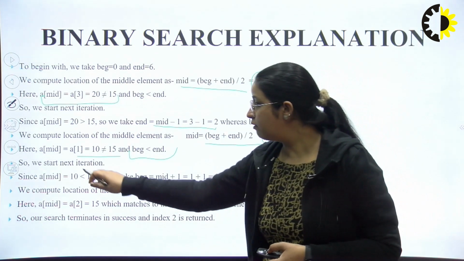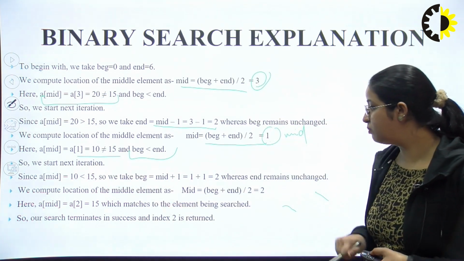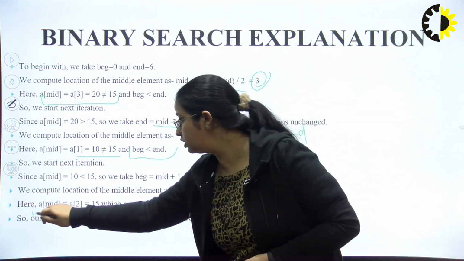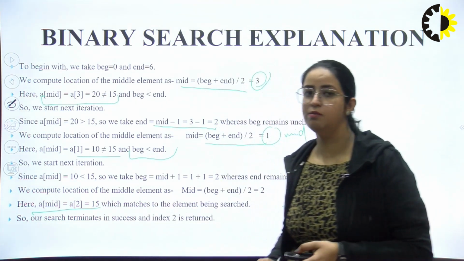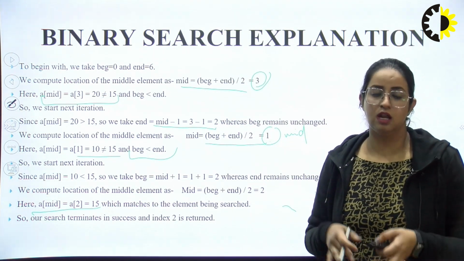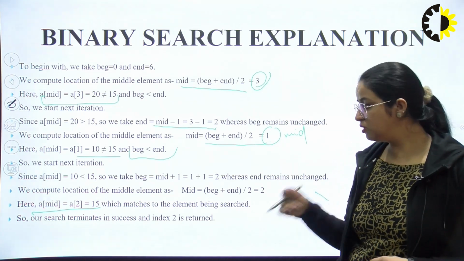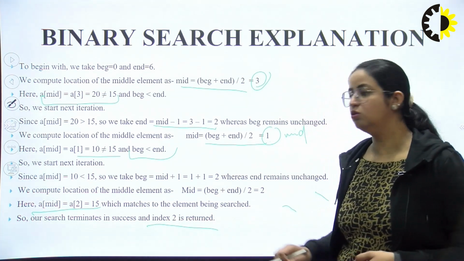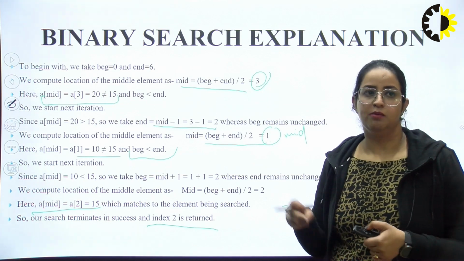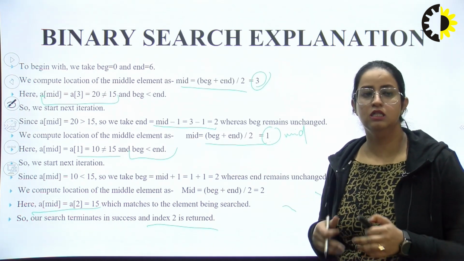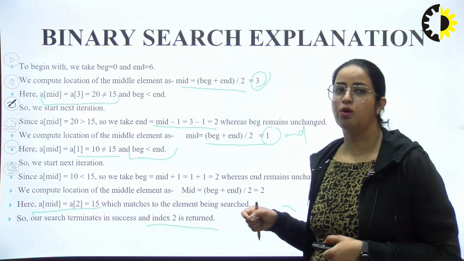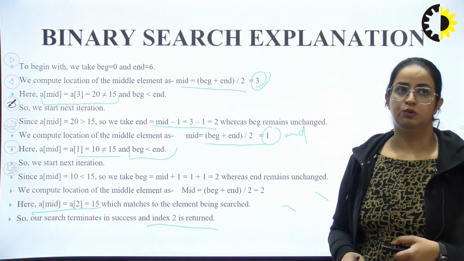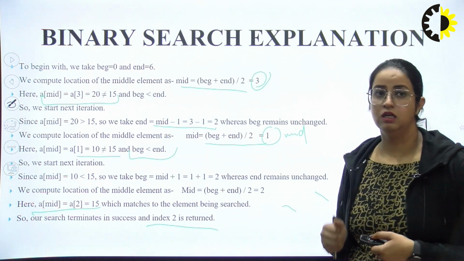That means our iteration must stop here. We check the condition, and the mid and the search element match at this point. So you can say that at index 2 our search element is present, the search is successful, and at that time we stop our searching. So this is all about binary search.